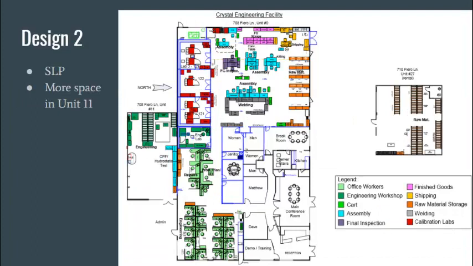This design was based on the SLP process and space relationship diagram. This layout moves the majority of the assembly operations and the welding area to unit number 9, on the top portion of the facility. This therefore opens up space in unit number 11 for possible future expansion. Another major change from the current state is the consolidated area for the engineering department's storage and testing equipment.